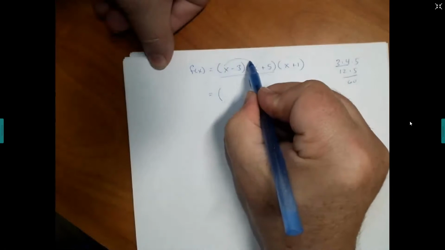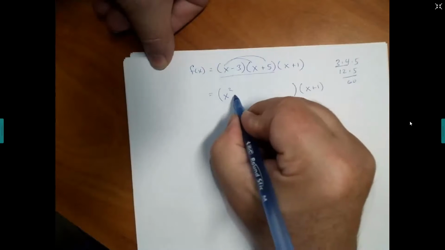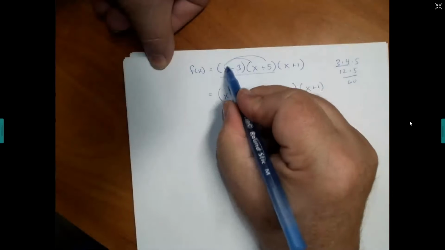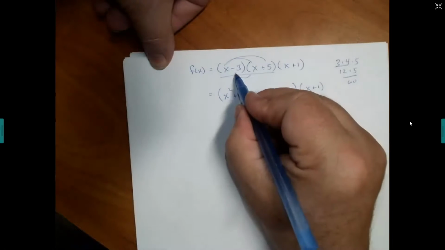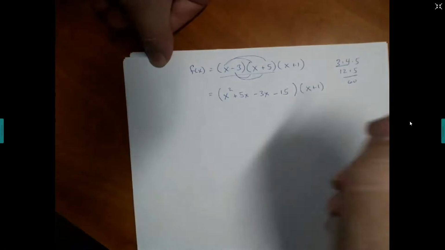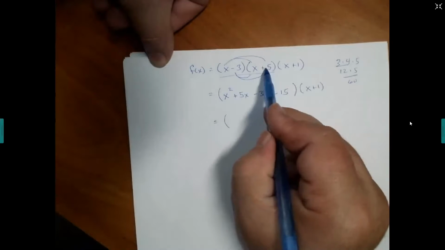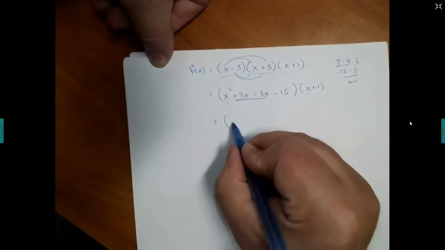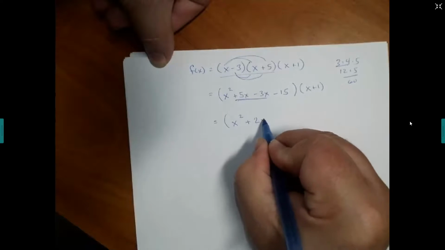So x times x is x squared. X times positive 5 is positive 5x. That's done that one. Now negative 3 times x is negative 3x. Negative 3 times positive 5 is negative 15. Whenever you get rid of parentheses, first step is always combine like terms. Positive 5 minus 3 is positive 2x.